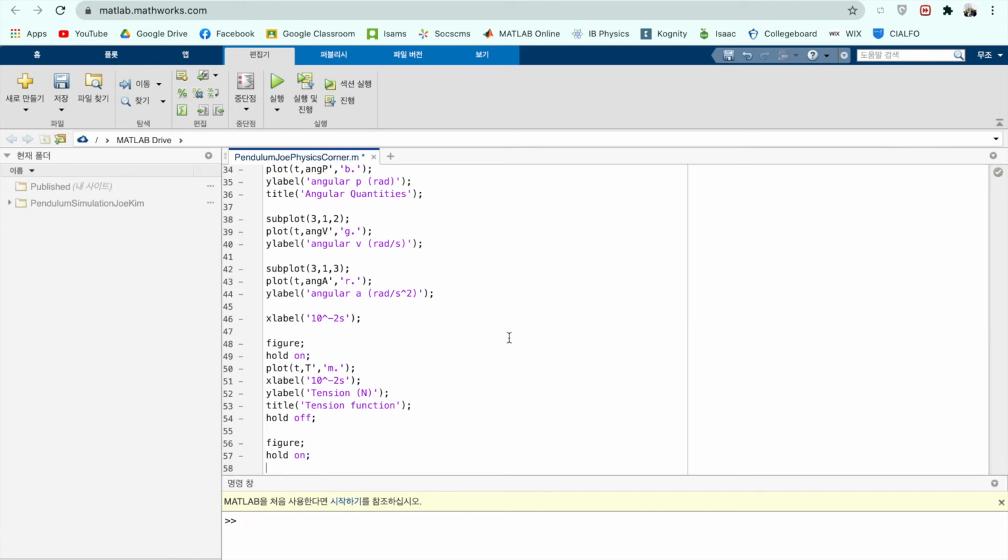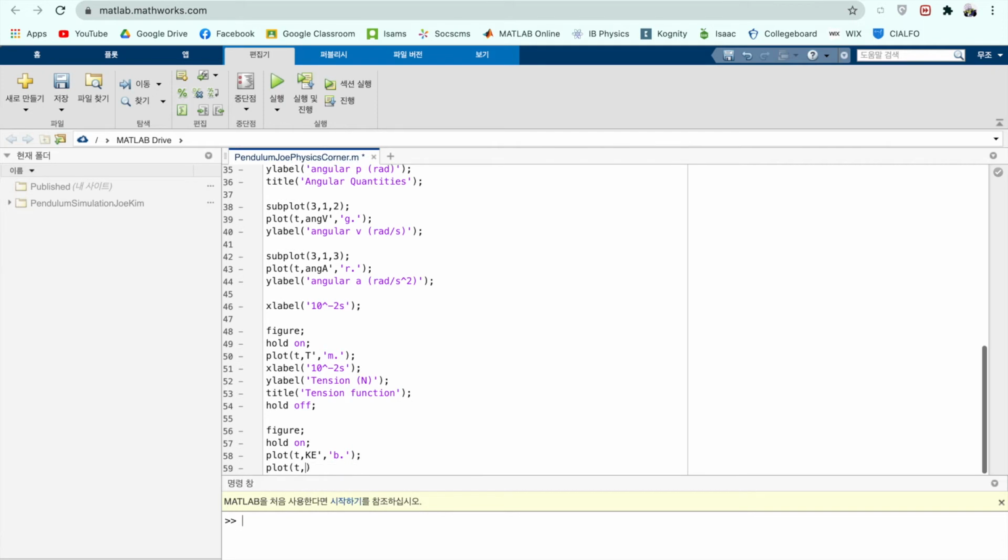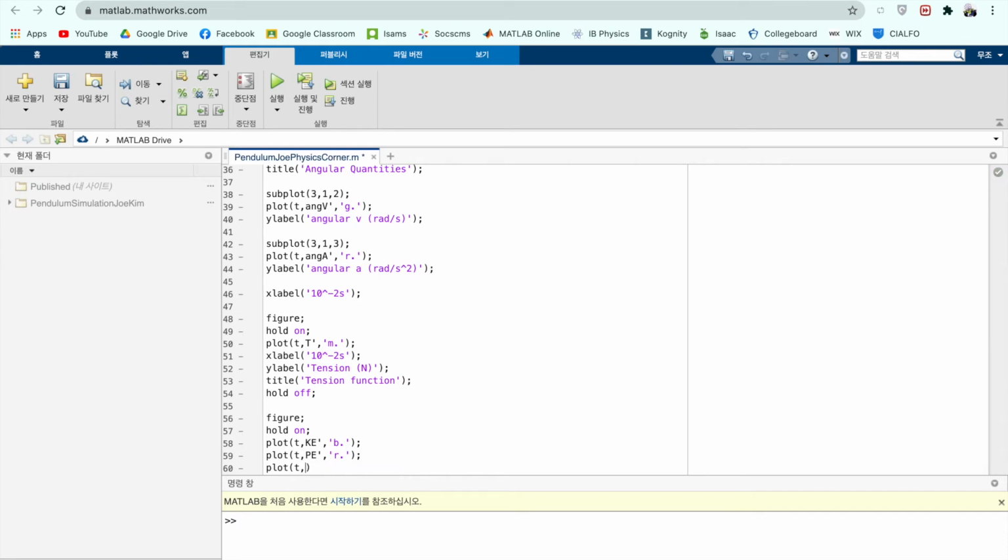And then I'm going to make my final graph, which depicts how the energy is changed. So I'm going to plot the time, the kinetic energy again. I'm going to switch it into a row vector, and then I'm going to use blue color. And I'm going to plot the same thing for the potential energy and use cyan, or red, looks good. And then I'm going to plot the mechanical energy, and I'm going to use green.